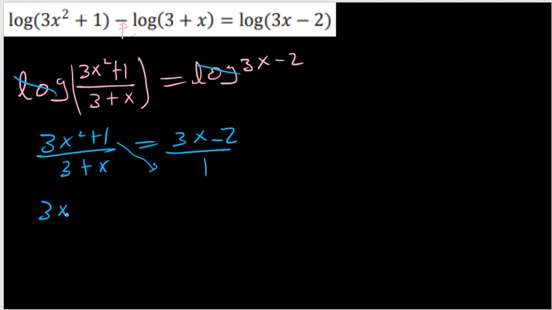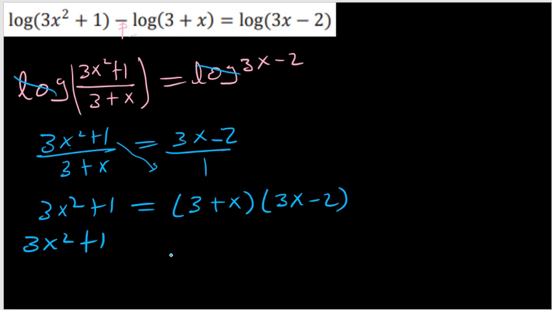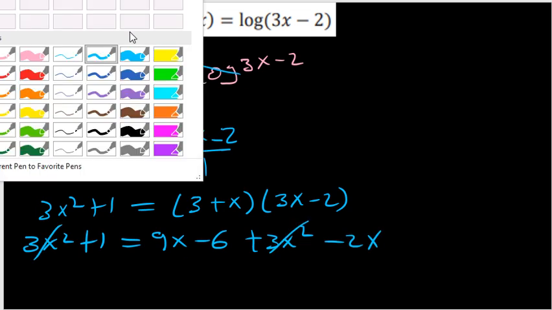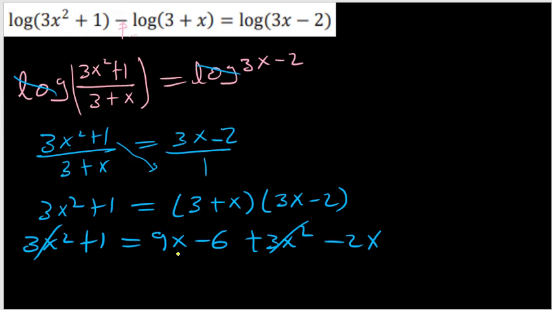So 3x² + 1 remains, because (3x² + 1) times 1, which is equal to, I will multiply this one, (3 + x) times (3x − 2). So expand this one, the bracket, remove it. So 3x² + 1 is equal to, when you multiply it, it will be 9x, then minus 6, plus 3x² minus 2x. Ignore now, 3x² and 3x² cancel out, and then what remains now?